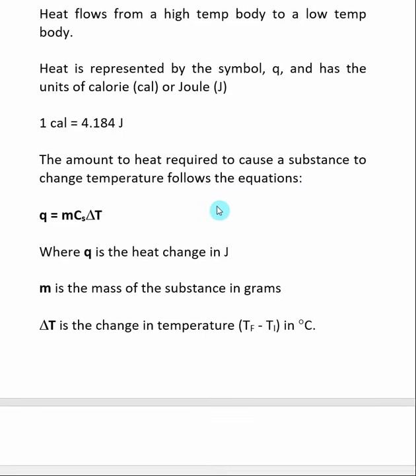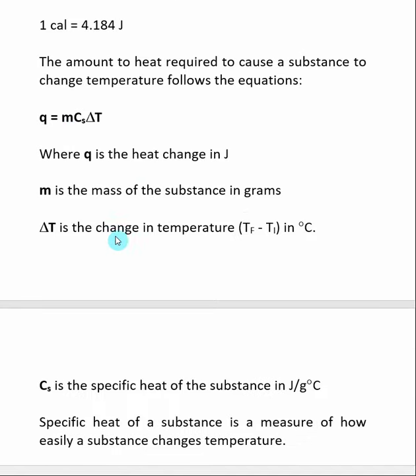The amount of heat required to cause a substance to change temperature follows the following equation, which says Q is equal to mc delta T, where Q is our heat change in joules, m is the mass of the substance in grams, delta T is the change in temperature, or T final minus T initial, so the final temperature of the substance minus the initial temperature of the substance. And in this case, it's going to be in degrees C. So this is one place where we don't actually need to use Kelvin.